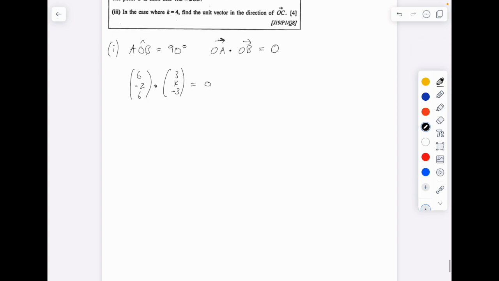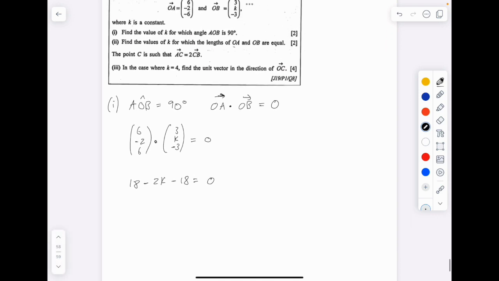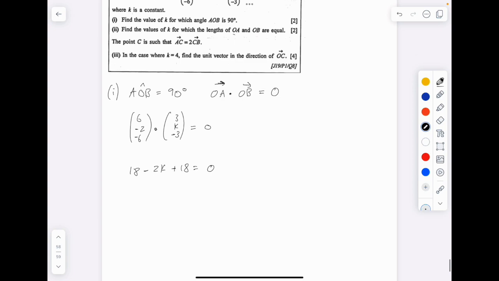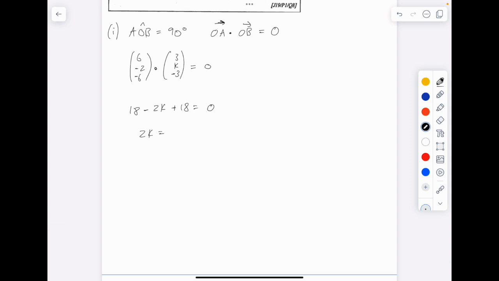Which means that 18 minus 2k minus 18 is equal to 0. Okay, so plus 18. So therefore 2k is going to equal 36, which means that k is going to equal 18. Easy enough.